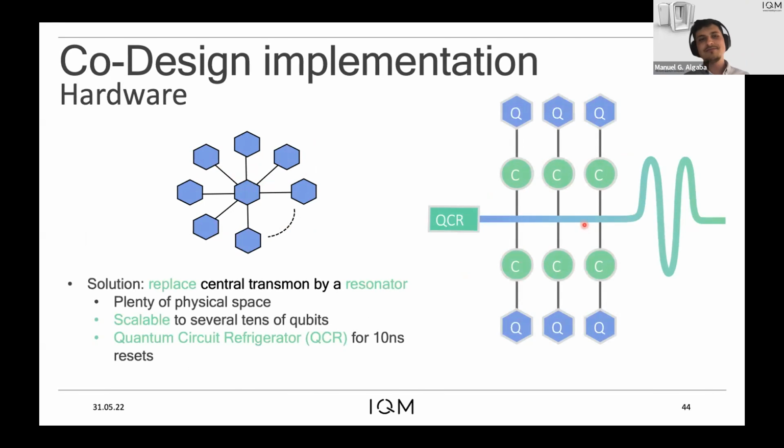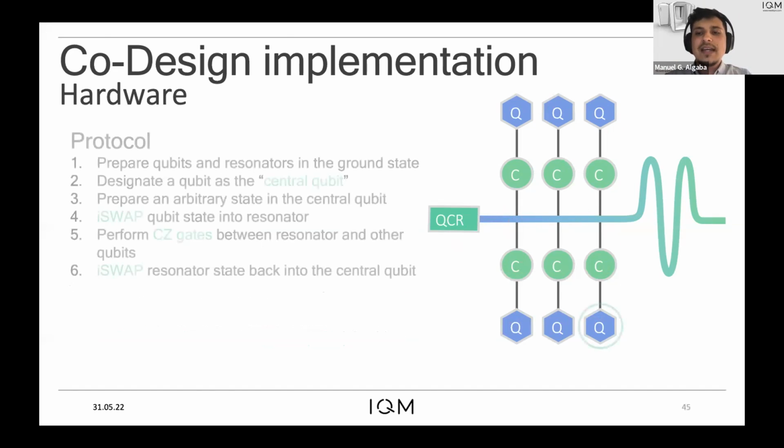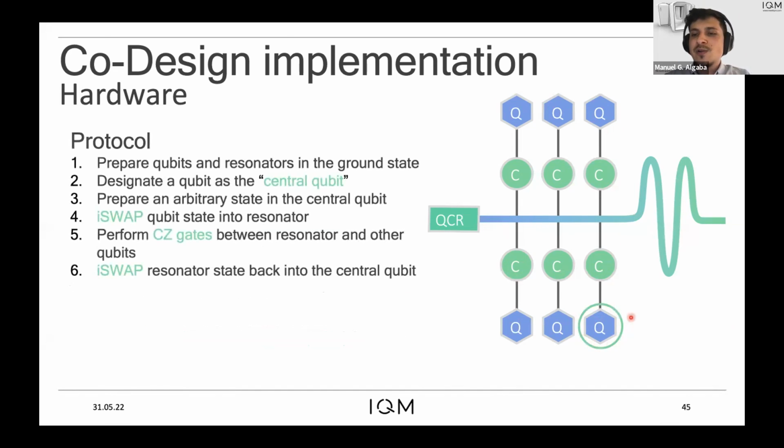And so we said, okay, let's change the central qubit by a central resonator instead. So this is the central resonator connected through tunable couplers to the qubits in the edges. And this way we have plenty of space for connecting qubits, and this will create no more problems. This is scalable to several tens of qubits, and we can connect here the QCR to the resonator just to reset the NV center qubit as we saw. But how would this work? Well, you just pick up a qubit, and we are going to call this qubit the central qubit.